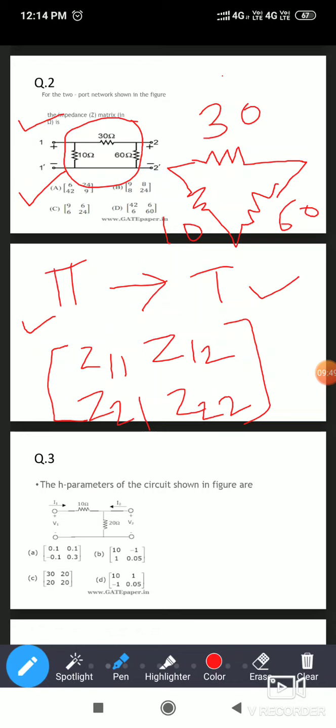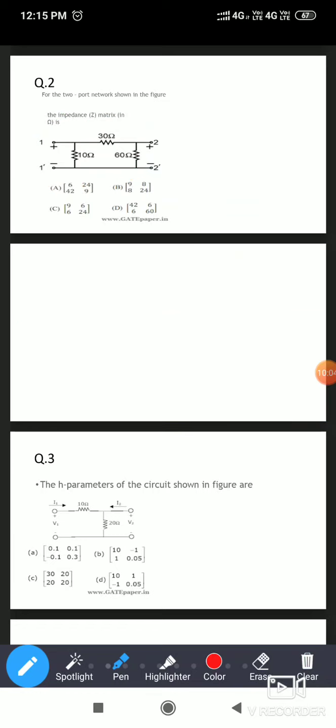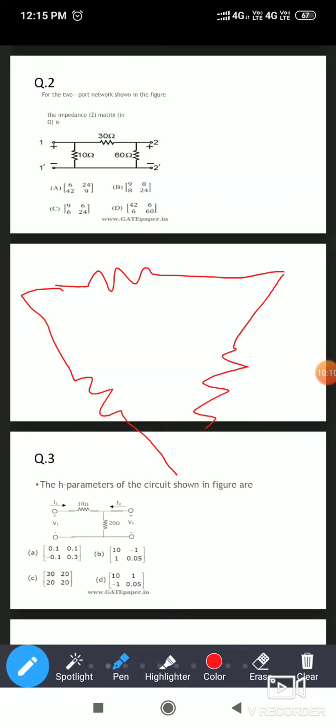So the question will come in your mind, how to convert the given pi network into T, or simply the given delta network into a star network. So I will give the hint here. So this is given 30, this is 60, and this will be 10.